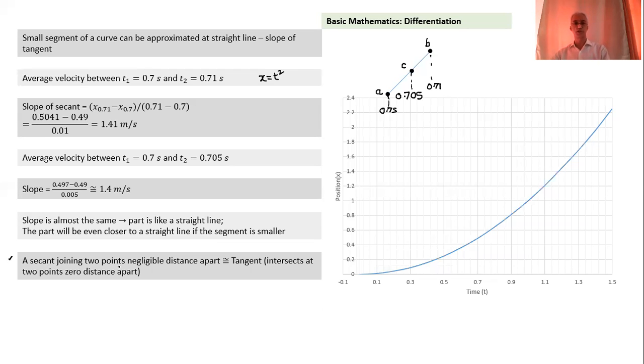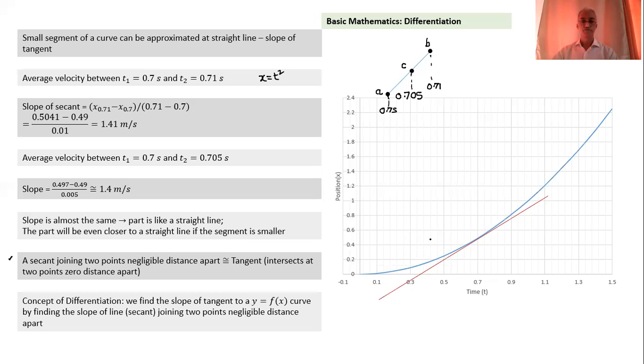Thus we can use the concept here, right? So let's proceed further. So basically what we are saying, this is what a tangent is. Okay, so what is the concept of differentiation? The concept of differentiation is this: to find the slope of a tangent, we find the slope of a secant which is intersecting at two points zero distance apart.